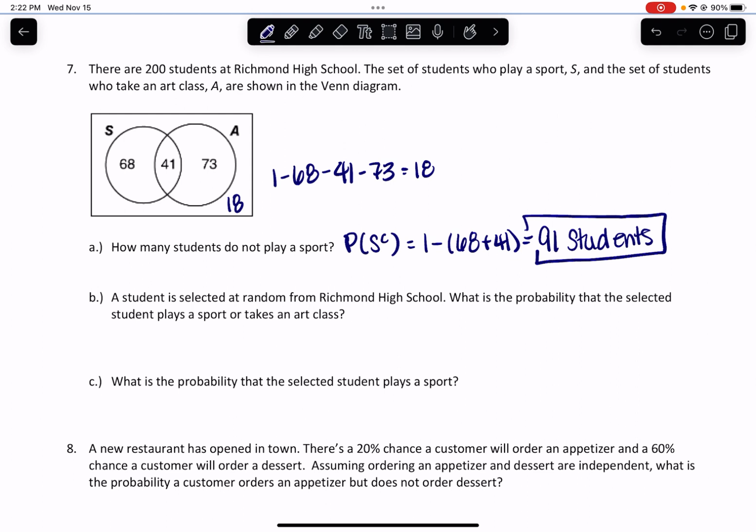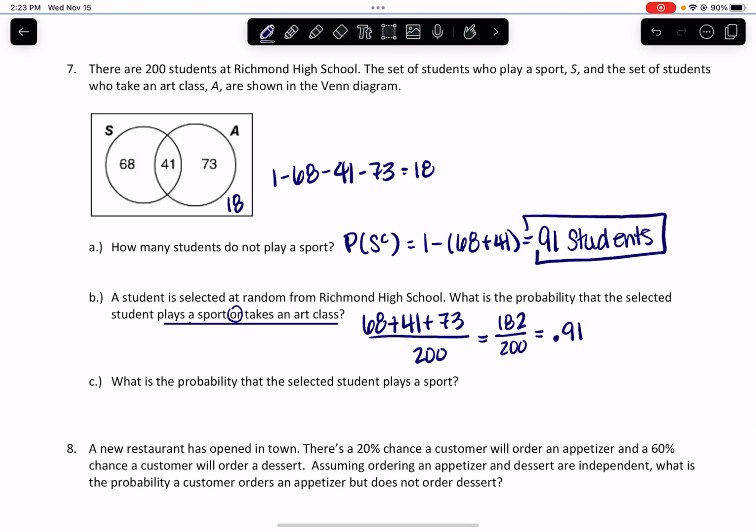A student is selected at random at Richmond High. What's the probability that the student plays a sport or takes an art class? Okay, remember, or is add. So when you're talking about or, it's got to be all of the S circle and all of the A circle. So that is going to be 68 plus 41 plus 73, all divided by 200, which works out to be 182 divided by 200, which is 0.91.